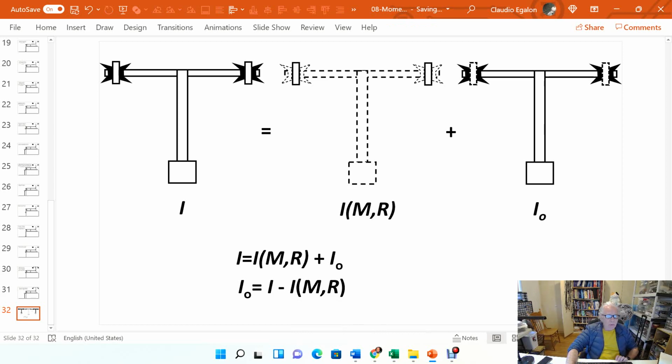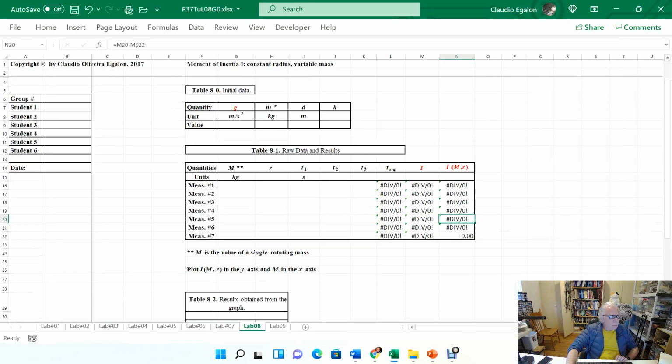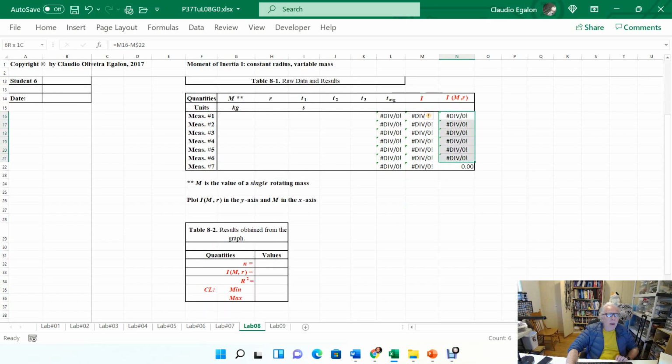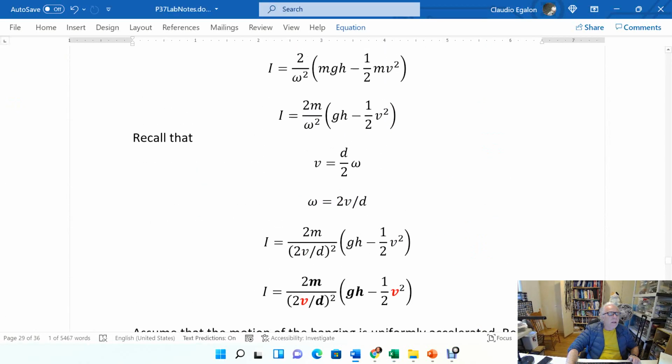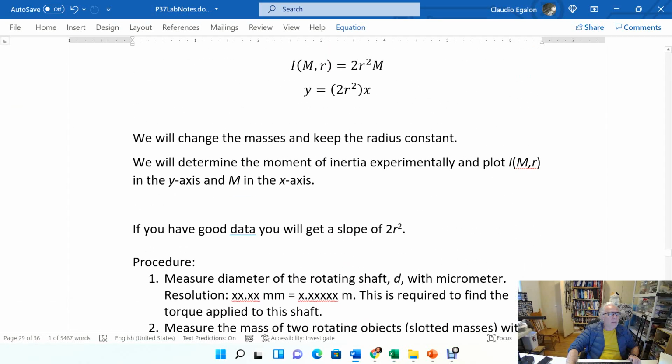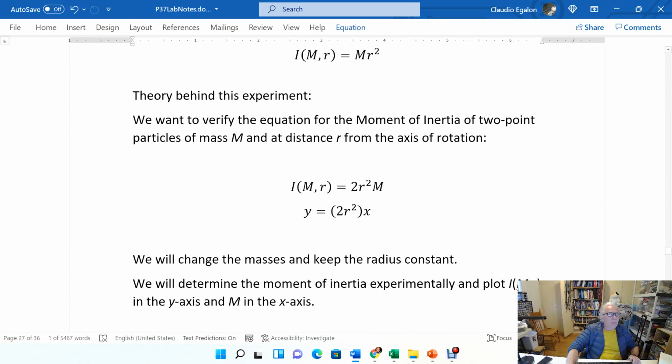So that's what we have for today's experiment. Oh, with just one more thing, right? You have to plot IMR against the value of the rotating mass. If you plot IMR on the y-axis and M on the x-axis, you're supposed to get a straight line with this slope right in here.